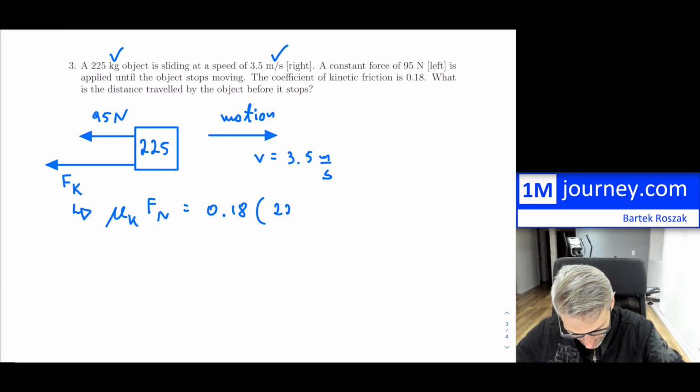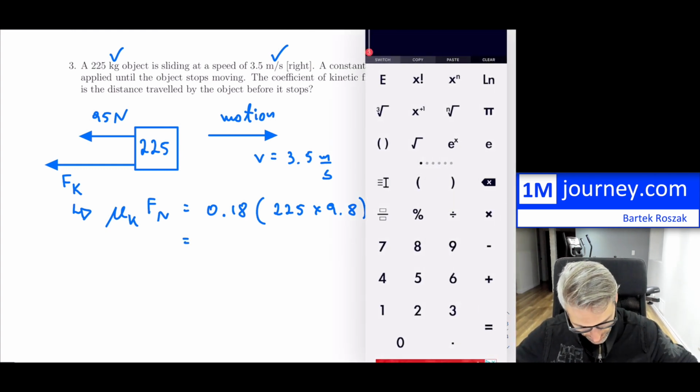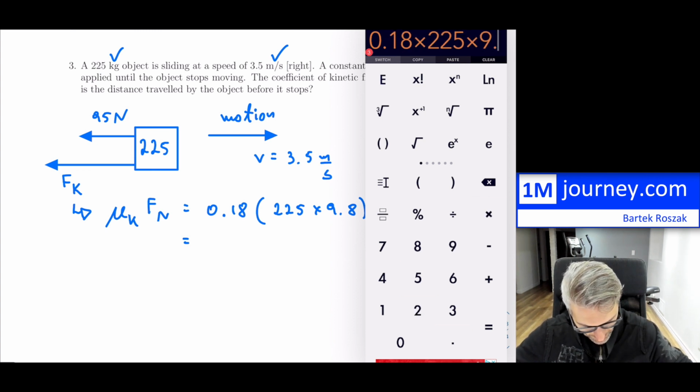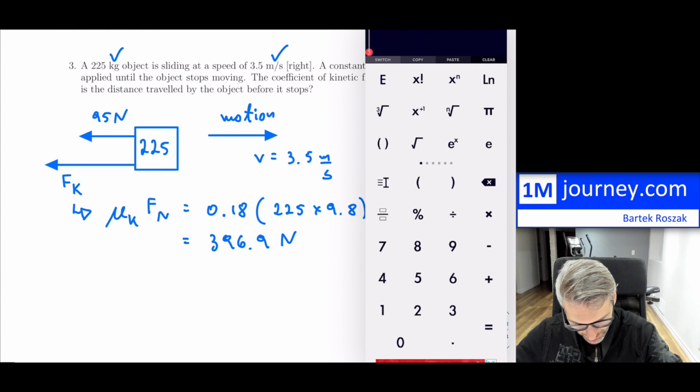And this is a rather big item in here, so that force of normal is going to be big. Let's see what this is. I'm going to just put 0.18 times 225 times 9.8. So this is 396.9. I'm not going to do any rounding here. This is an intermediate step.